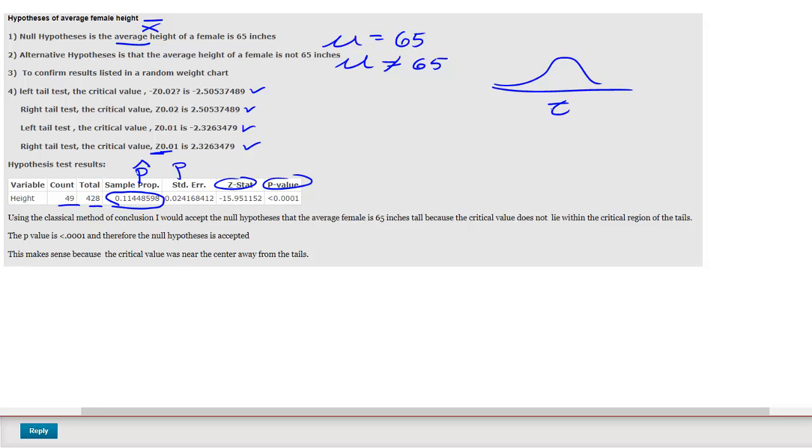One of two things happened. Either they had numerical data, and then they turned it into proportional data by basically turning it into yes-no data. A yes is going to be whenever the data equals 65, and a no is going to be when it's not equal to 65. Out of a total of 428 heights, 49 of them were 65 inches tall. That's legitimate. You can do that, but it's silly.